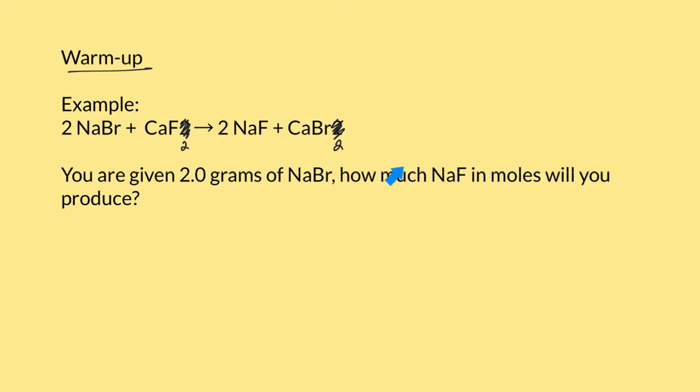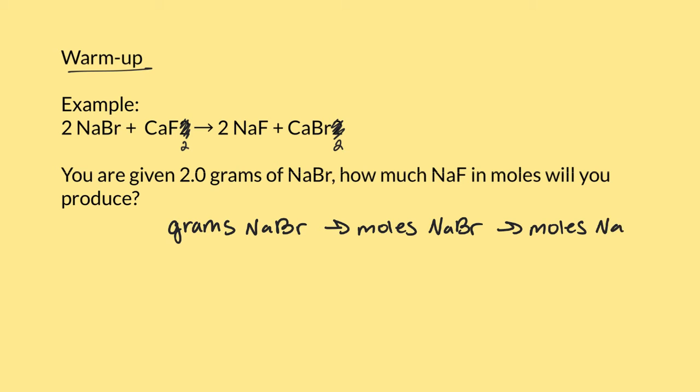Okay, so you want to convert it to something of a completely different compound, so NaBr to NaF. If you're looking at your conversion map, it tells you that you have to go from grams of NaBr, and then convert it to moles of the same compound, NaBr, and then convert it to moles of a completely different compound, which is NaF. So you can apply it to all 6 of the problems. They're just like this problem.